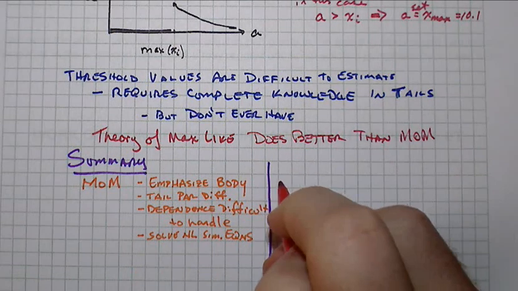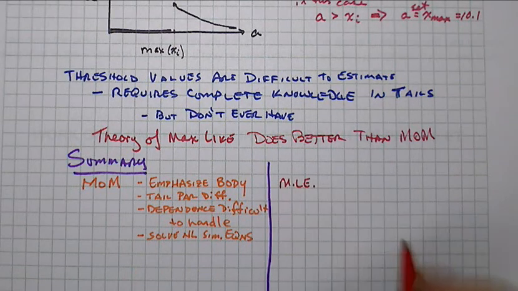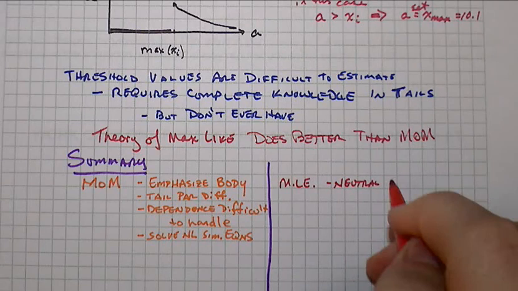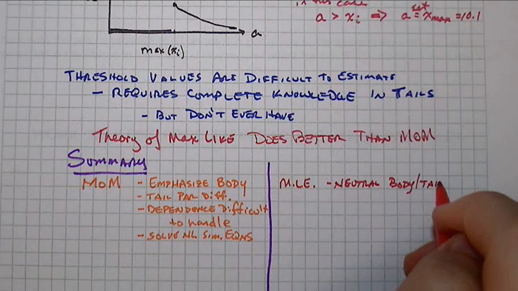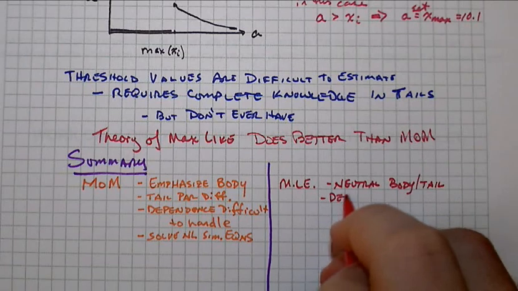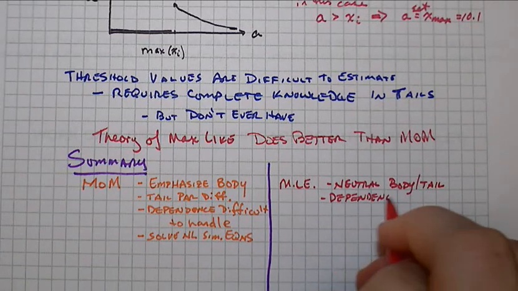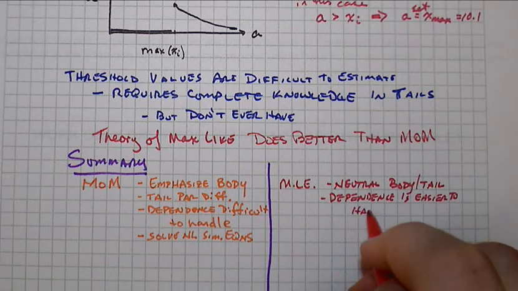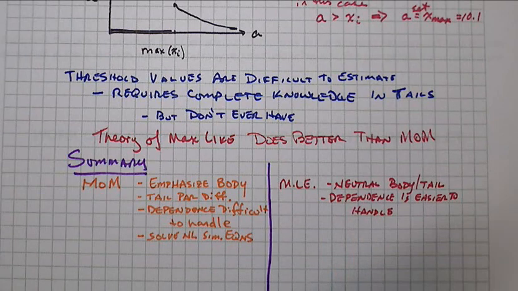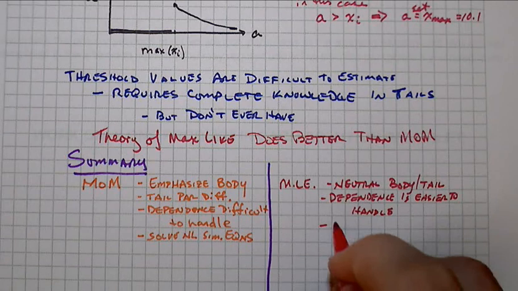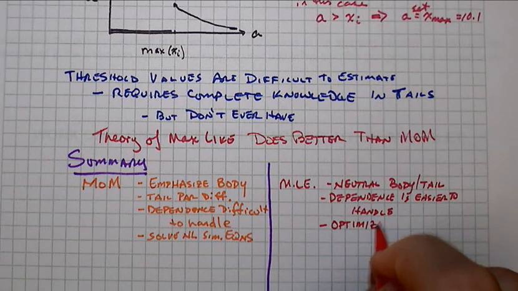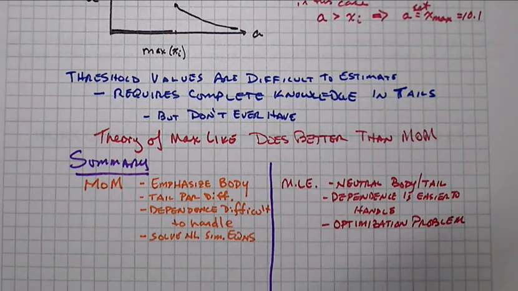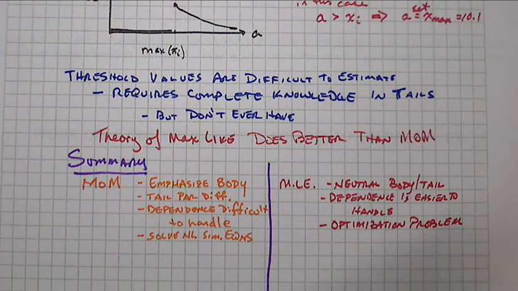The maximum likelihood approach tends to be more neutral to the body and to the tail. Dependence is easier to handle so long as we can actually get mathematical forms of the dependent relationships, right? But we end up with one large optimization problem. And you can see that also in the text when you look at some of their examples.